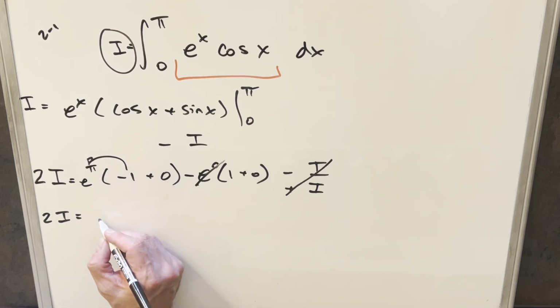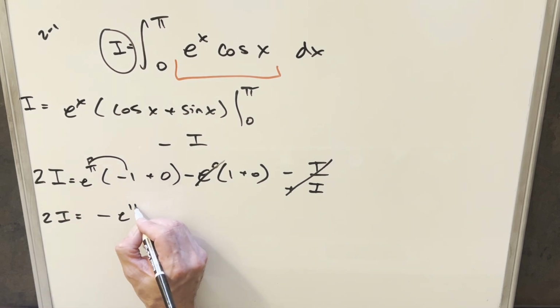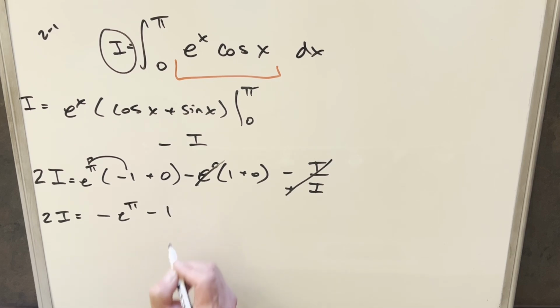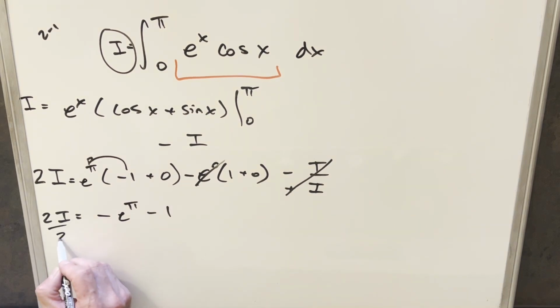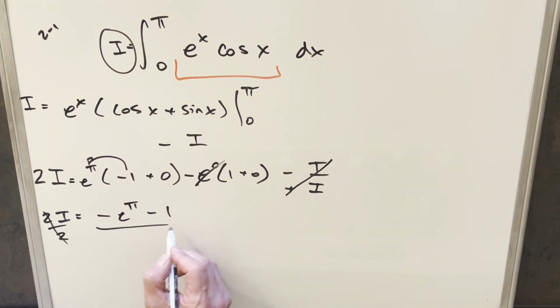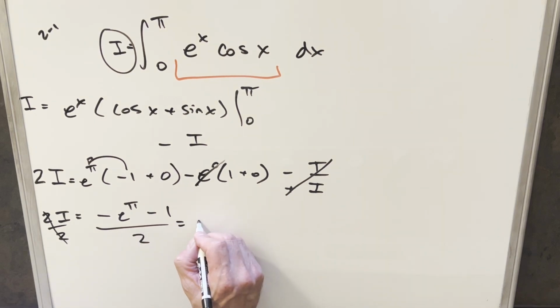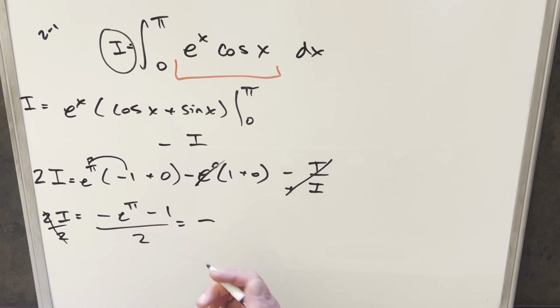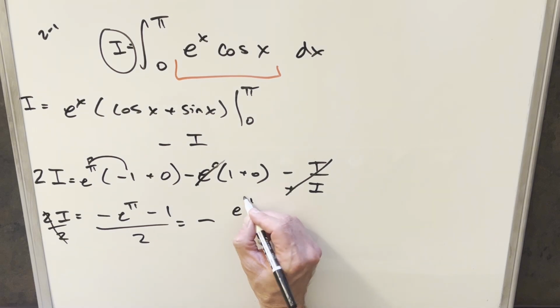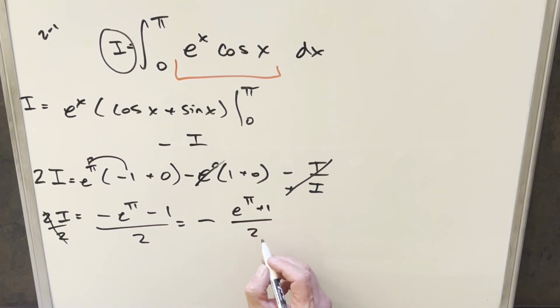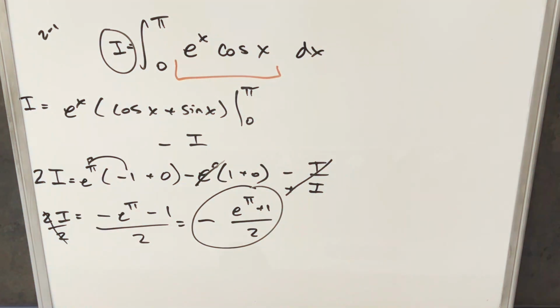So we're going to have minus 1 times e to the pi, so we have minus e to the pi here, and this is just going to be a minus 1. Then I can divide by 2 on both sides so we can isolate I. And I think what I'll do is factor a minus 1 out of this, so I'll write a minus in front. So my final solution is minus e to the pi plus 1, over 2, and that's it.